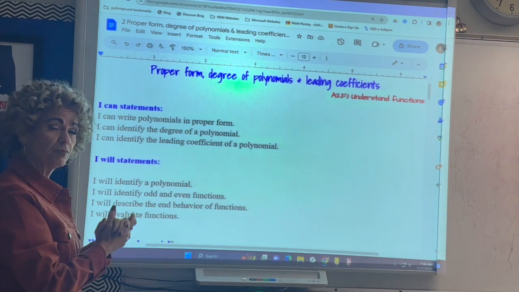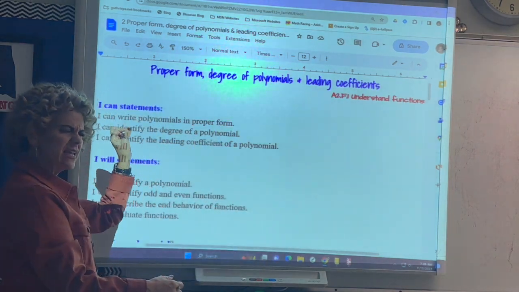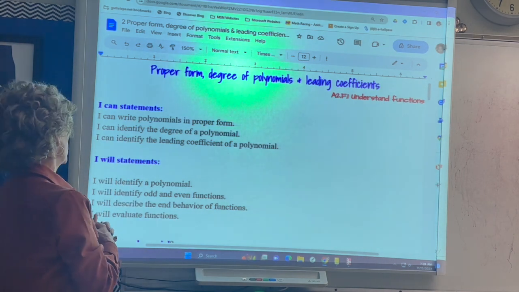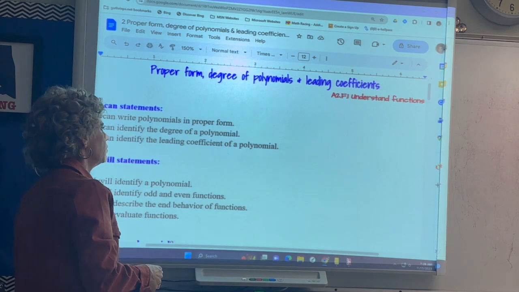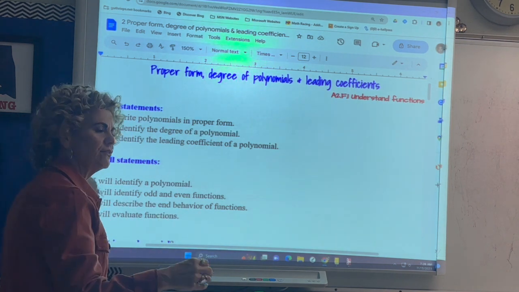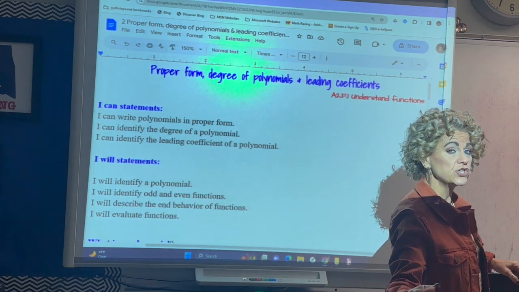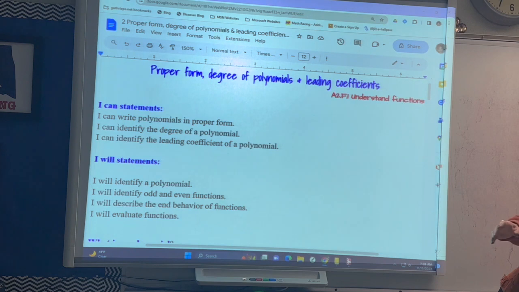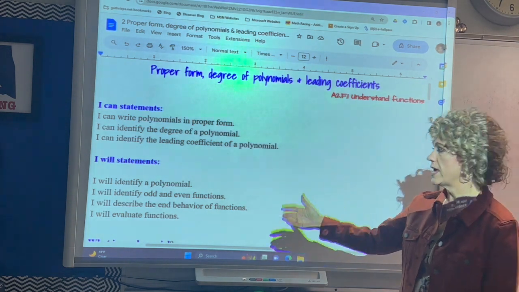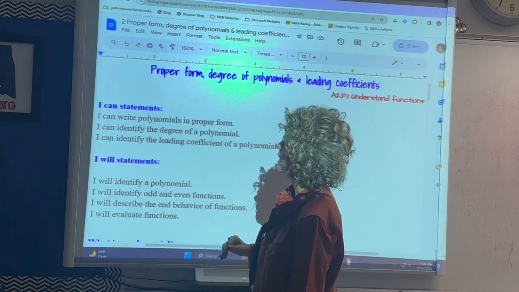Once you write it in proper form, from highest exponent to lowest exponent, the highest exponent is the degree of the polynomial. And I can identify the leading coefficient of the polynomial. Again, once you have it in proper form, the leading coefficient is the coefficient, or the number in front of your variable with the highest exponent. So we have changed some I will statements to I can statements.